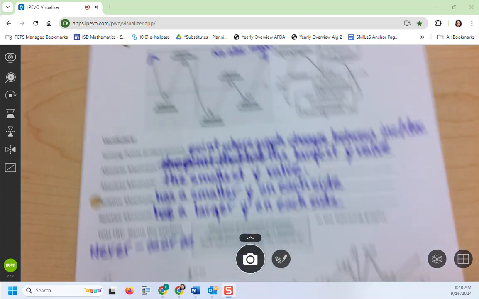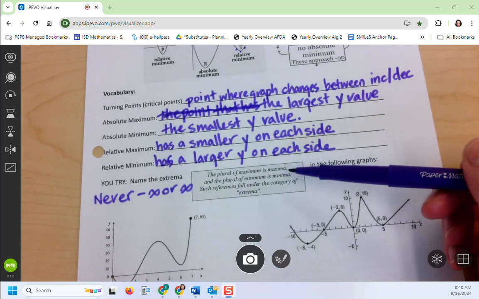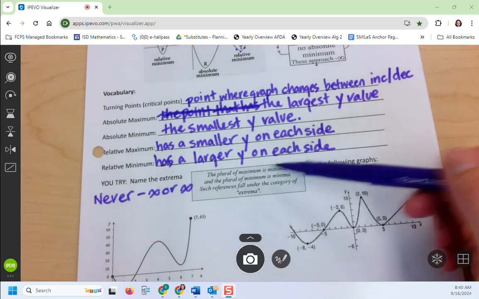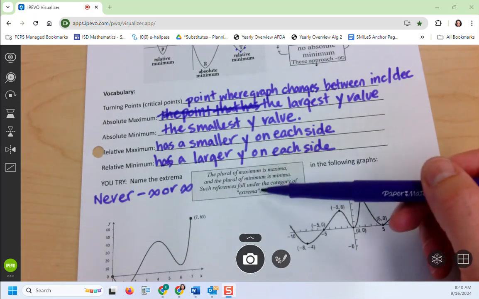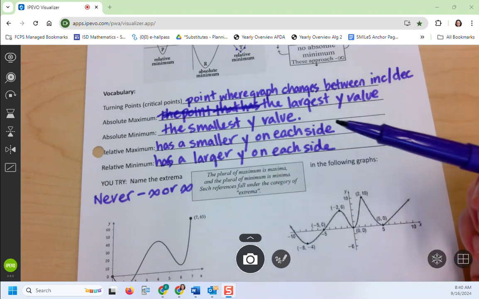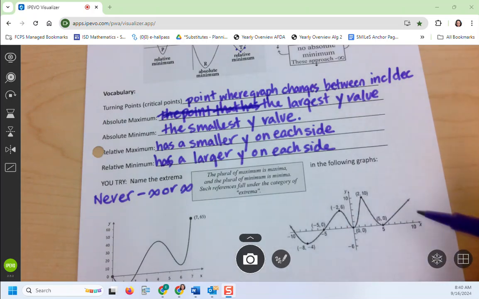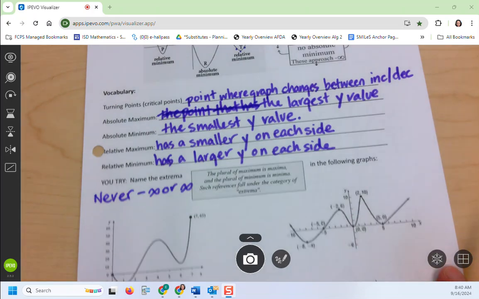All right, in the box here it says the plural of maximum is maxima, the plural of minimum is minima, and such references fall under the category of extrema. So if I just asked you to find extrema, then you would be counting all the maxima and minima. We're going to do the first graph together, and then you guys are going to work on the second graph.